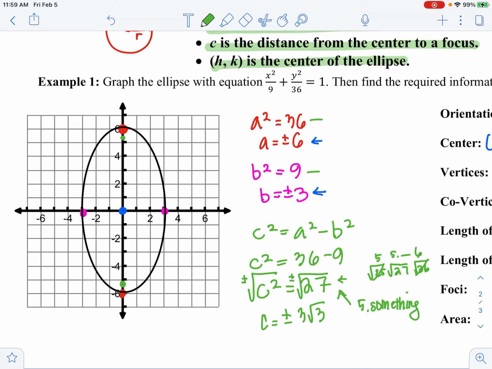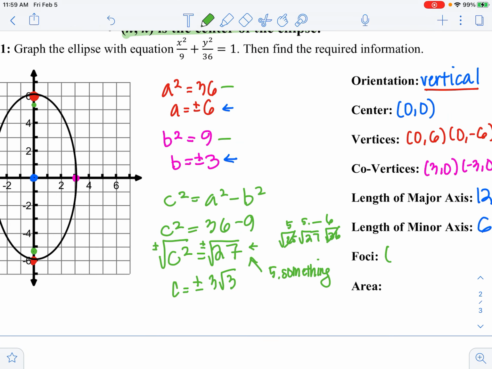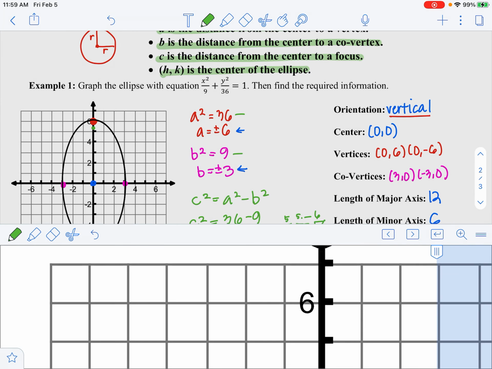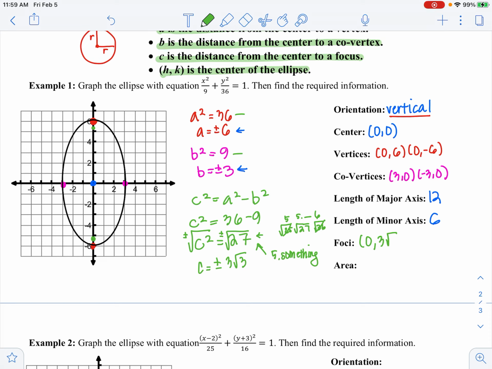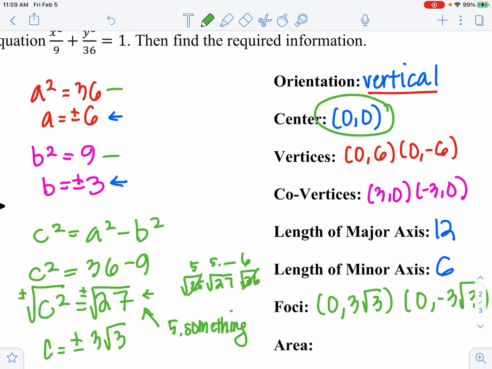Okay, I do need to say their location, though. Still not using a calculator. I went over 0, and then I went up 3 root 3 and down 3 root 3. So this one is up 3 root 3, and this one's down 3 root 3. So (0, 3 root 3) and (0, -3 root 3). Another way of looking at it without even looking at your graph is looking at your center. You went up and down from here. So it's (0, ±3 root 3).